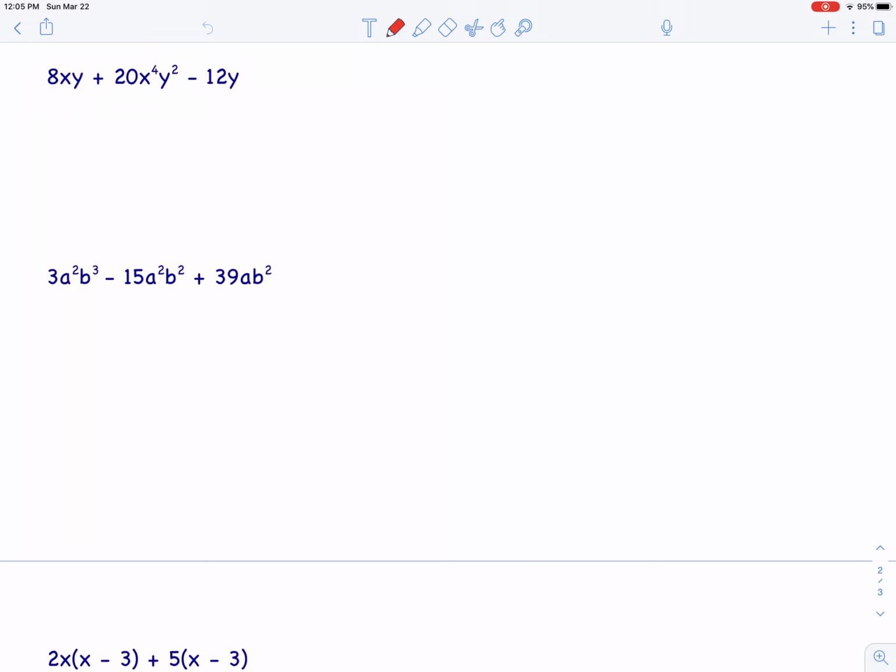But you need to find what could divide into all 3 of these terms. So 8, 20, and 12 could all be divided by 2. But there's a larger common factor, which is 4. That's the one you need to use. Do all 3 terms have the x in it? No. So x is not going to be part of the GCF, but they do all have y in it. And the lowest power of y is just y by itself. So the GCF is 4y.